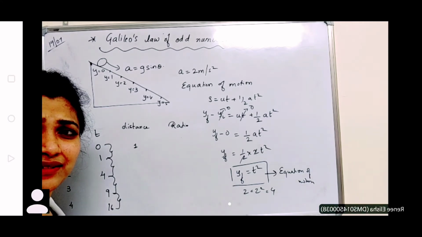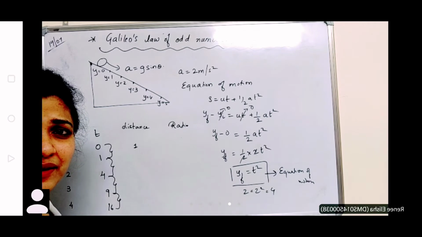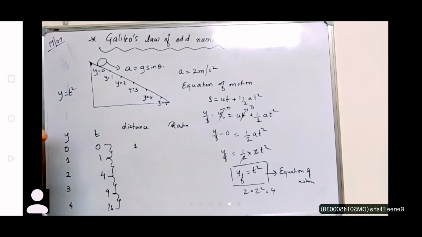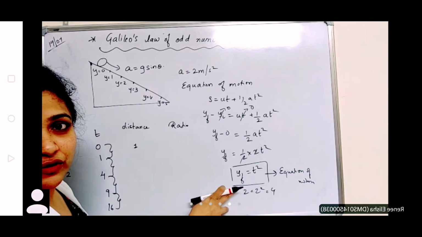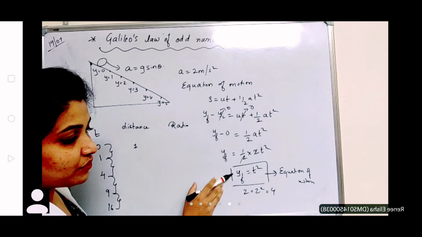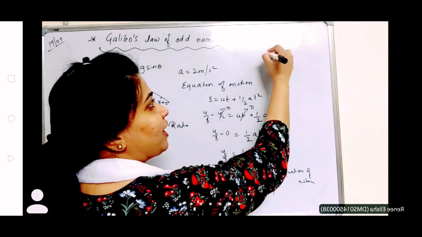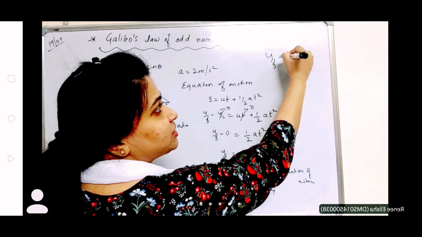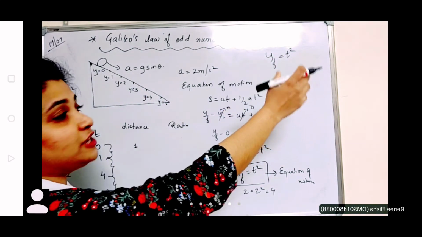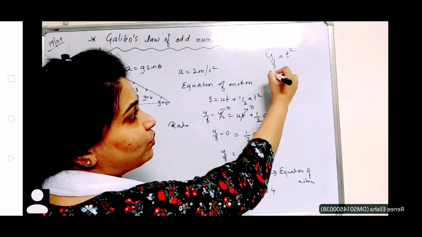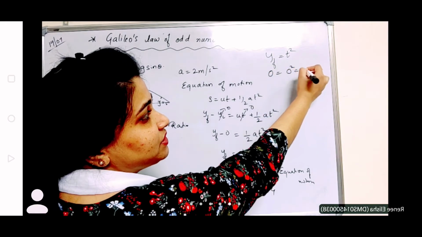I didn't understand. How are you telling that 2 is equal to 2 square equals 4? 2 is equal to t. This is the equation we found, remember? Just now I taught you the derivation of it. He assumed that yf, whatever is the final position, is nothing but the square of its time. He took this equation. So if you are assuming y as 0, then t will be what? 0 square, which is 0.